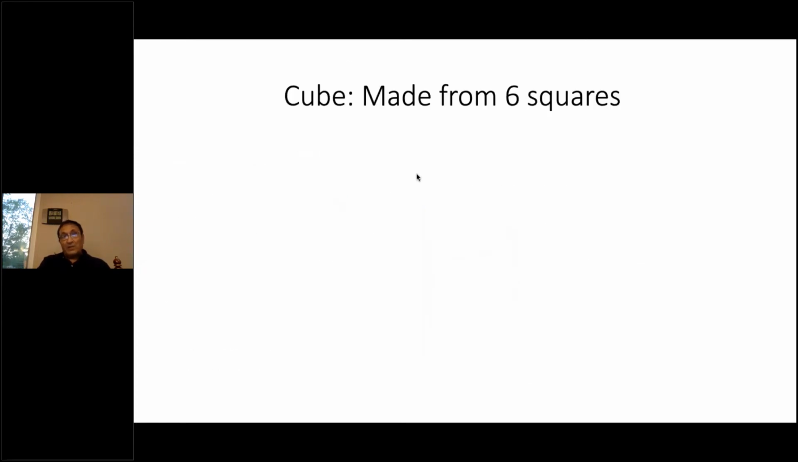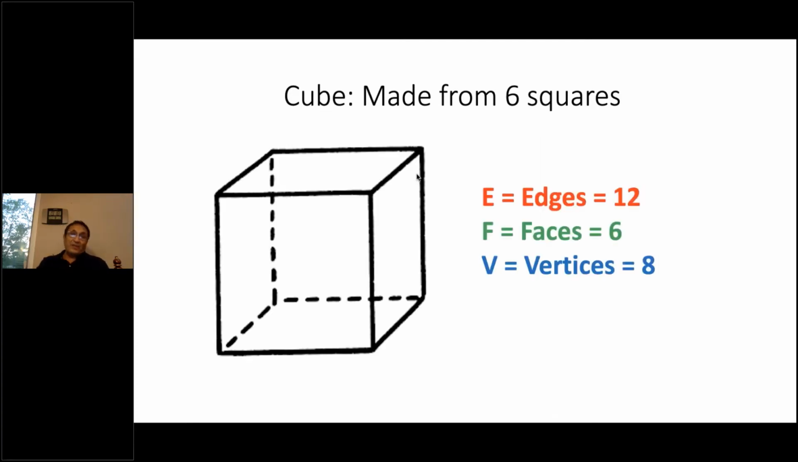Okay, so let's first see some properties of each of these. Here's the cube. It has 12 edges, 6 faces, 8 vertices. Let's count them. So here are the 4 edges on top, the 4 edges at the bottom, and the 4 edges around the sides. That's 12. And 6 faces: up, down, left, right, front, and back. And 8 vertices, 4 and 4 on top. And notice something peculiar. V plus F minus E is 2.